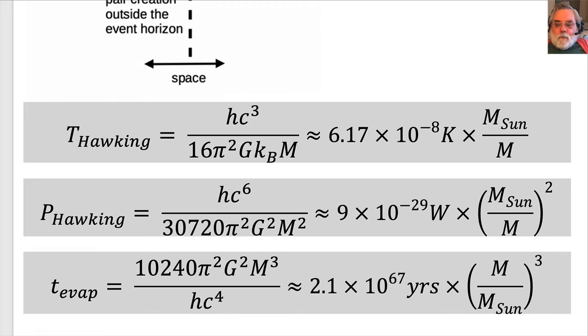For stellar mass and supermassive black holes, this expression is going to be greater than 1, and the evaporation time is many orders of magnitude longer than the age of the universe. And also, their temperatures are much lower than the cosmic microwave background temperature, so they're absorbing more energy from the background than their Hawking radiation is emitting. So their mass is increasing, and this formula is not even valid for stellar mass and supermassive black holes.